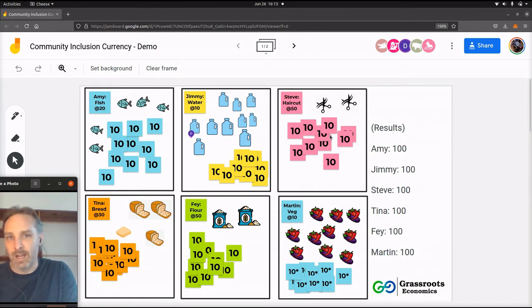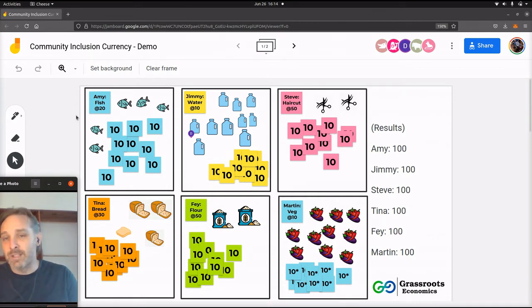Steve sells haircuts. He's only got 2 to sell at 50, and he's got that 100 shillings again worth of his vouchers. Tina's selling bread. Faye's selling flour. Martin's selling vegetables at 10. The color here, the star, is just because I have only got 5 colors in Google's JamBoard. So just pretend that this is chartreuse or something here.